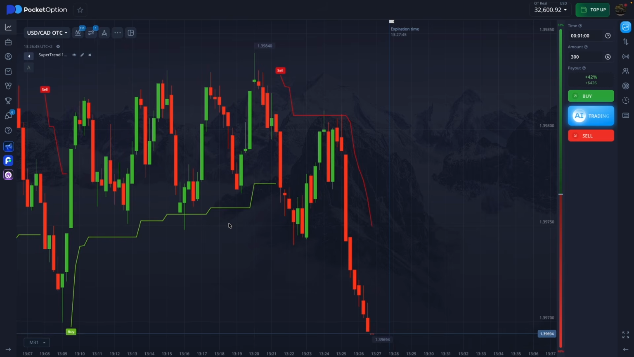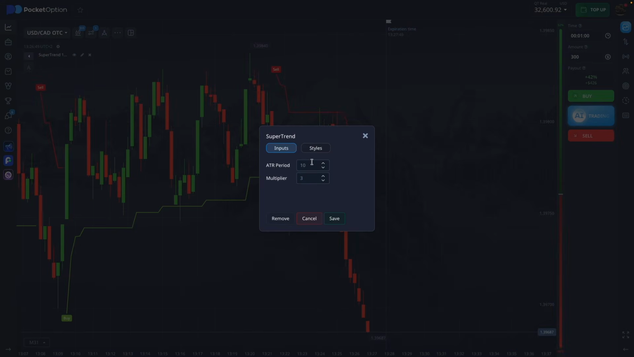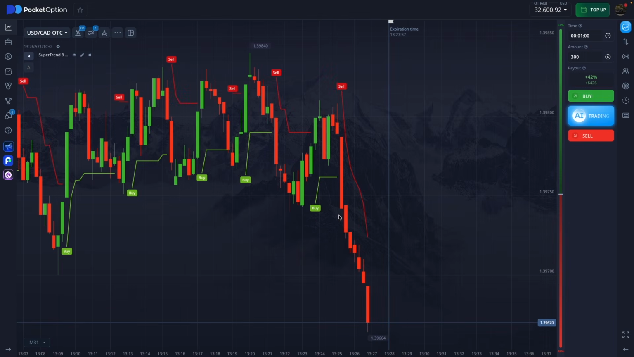The first indicator I need is the SuperTrend indicator. I go here to Settings and set the period to 8. And in the second field, I enter the value 2.1, after which I click the Save button. That is, I don't change anything else on this indicator.